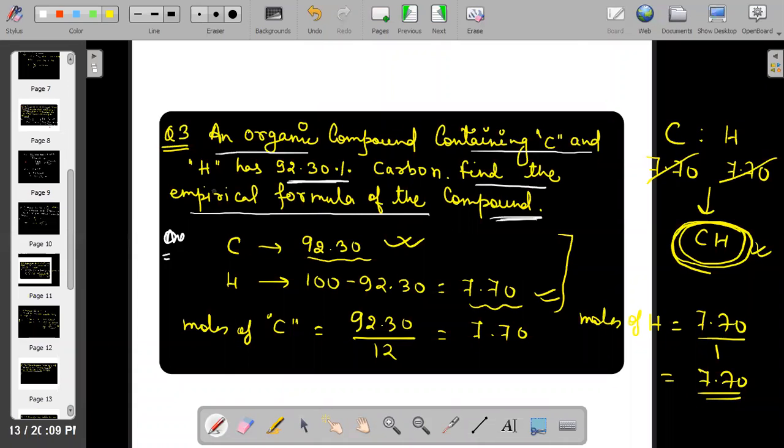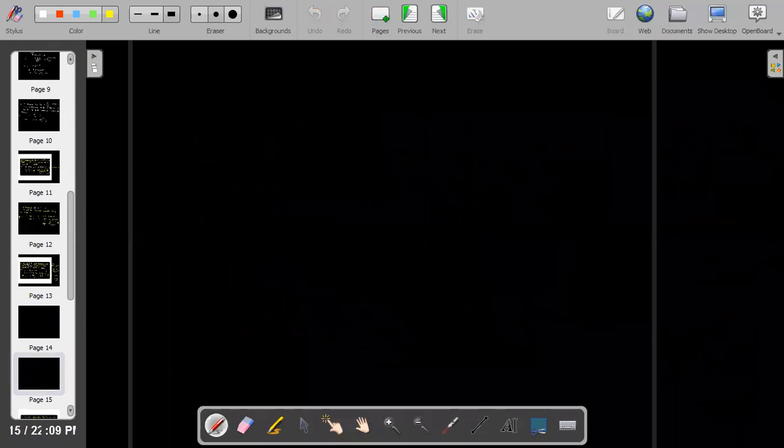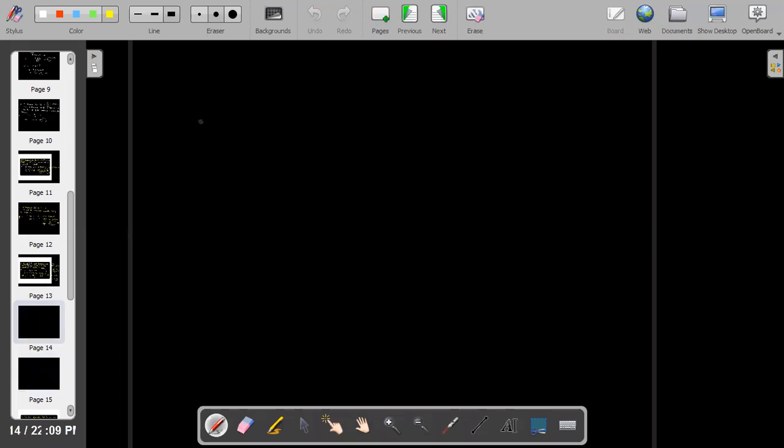Now look, wait for a moment. This is a simple method, direct solving. Explain again? Okay, Abhishek, I'm explaining again. Wait for a moment. Yes. Now listen. This is another method.